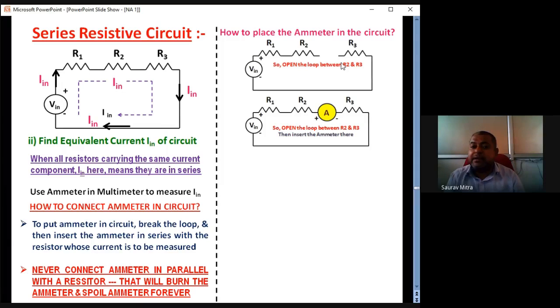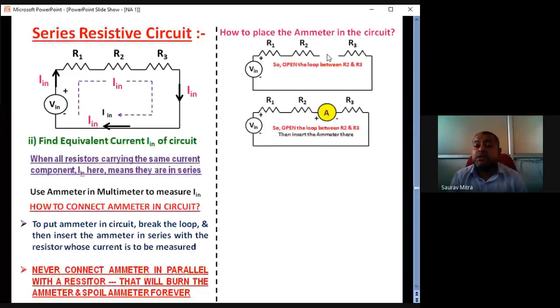At any point you break, because this is a series circuit, anywhere you connect the ammeter, it will give you the same reading. So I want to measure the R2 current or the R3 current. That means the ammeter should be in series with that. So I have broken between R2 and R3, and then I have to put the ammeter here.